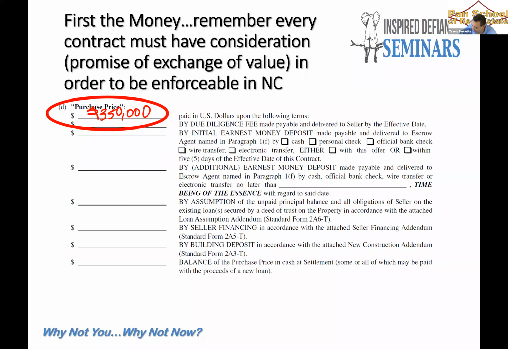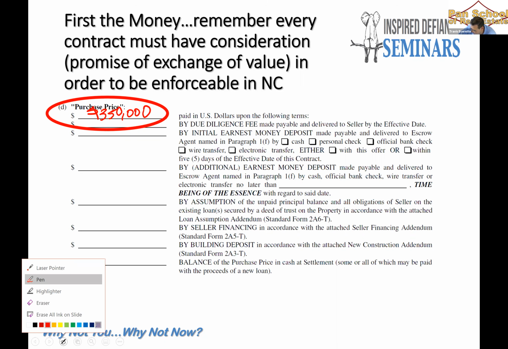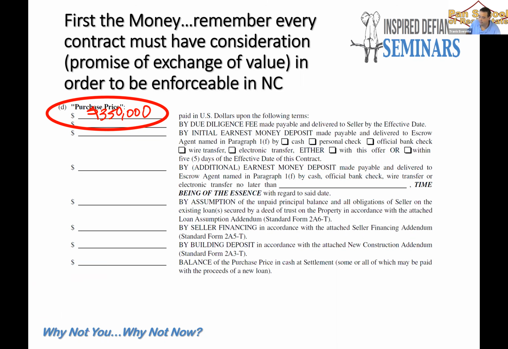Now, there are other lines here on this page, and I know it's not the slide where I necessarily circled it, but I want to point out something to you here. There's this line here for a due diligence fee. Let's say that says $2,000 on this line. And then there's a line for an earnest money deposit, and let's say that says $8,000.